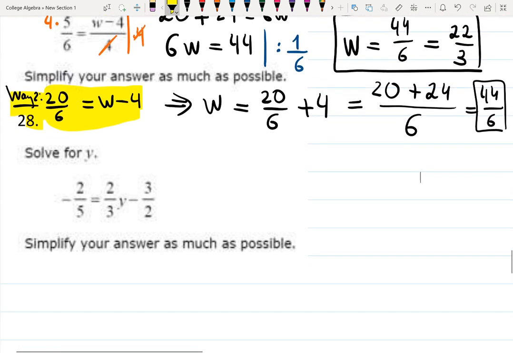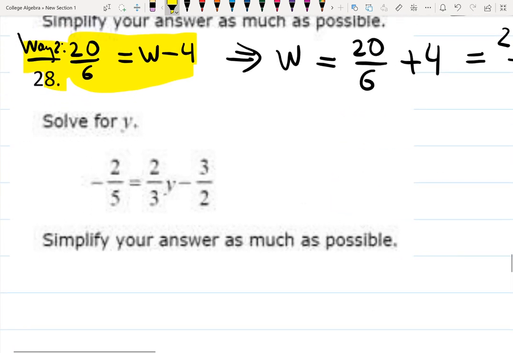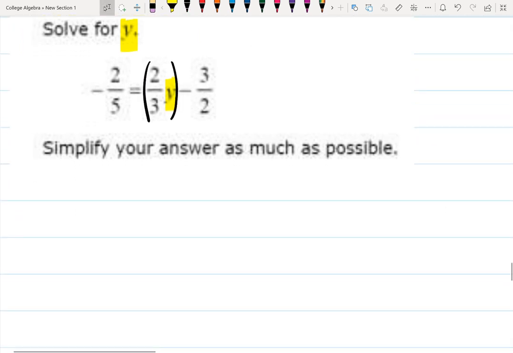Now, let's do second example. In the second example, where is my unknown? It says solve for y. Here's my y, so I need to isolate that piece of term that has y. That means I want to keep 2/3 y standing isolated.